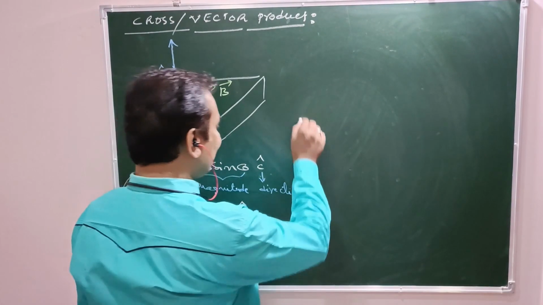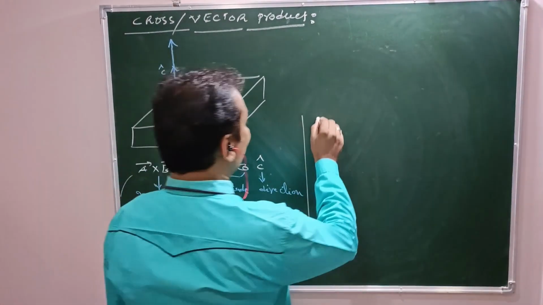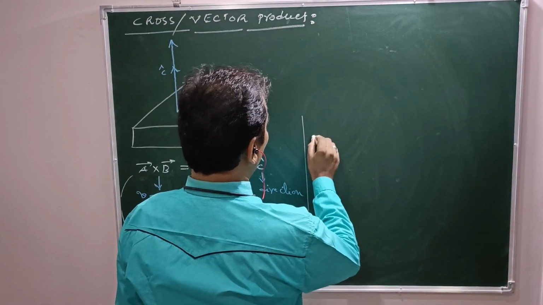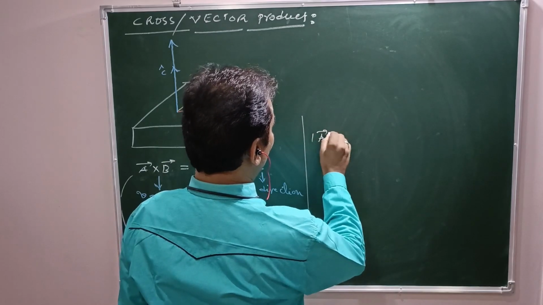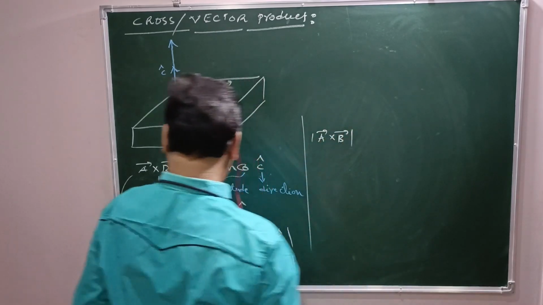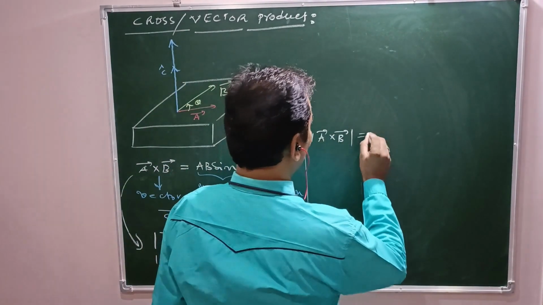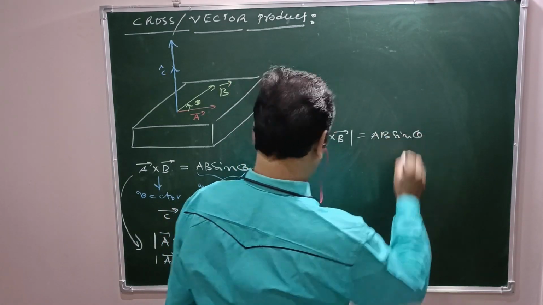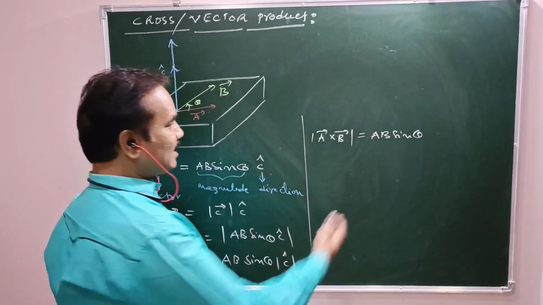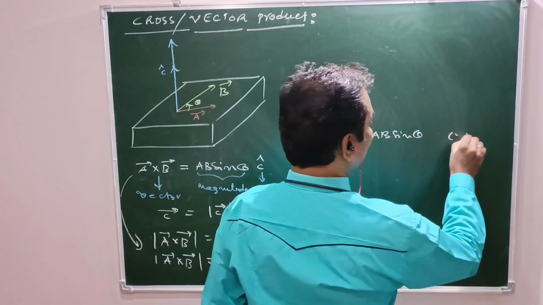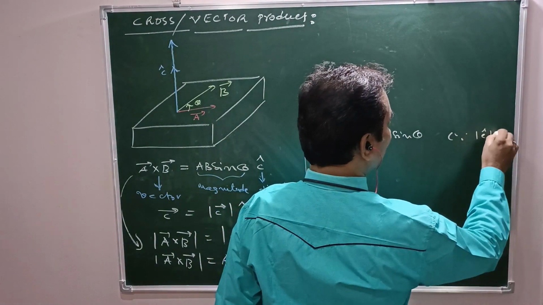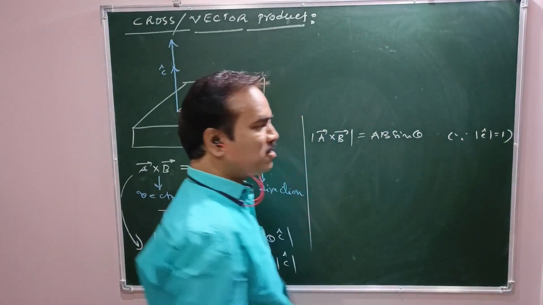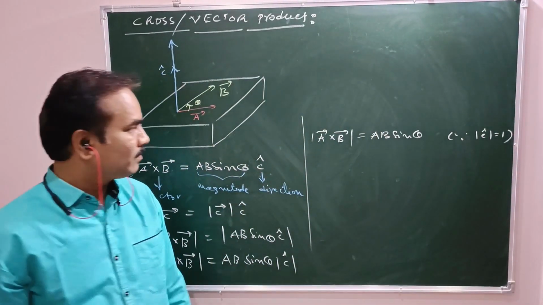So ultimately we can write it as mod of A bar cross B bar equal to AB sin theta into mod C cap, which means 1. That is AB sin theta, since mod C cap is 1. Why? Because C cap is a unit vector, the modulus of C cap is 1.